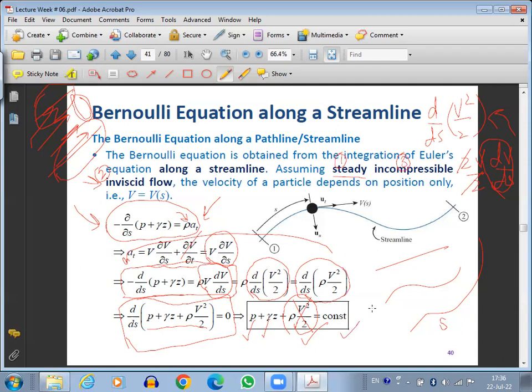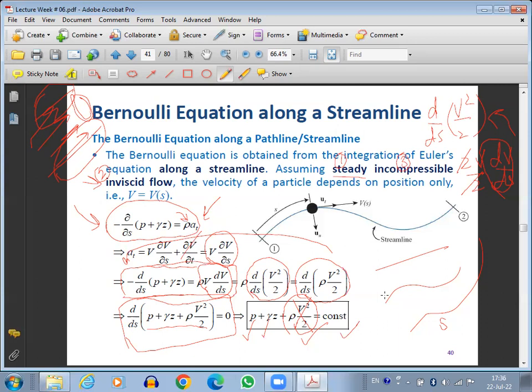And this thing is constant. Now suppose you have a flow where all these assumptions are valid. It is a steady flow, incompressible flow. You're talking about the longest streamline, and it is inviscid flow. Then between any two points in the fluid, you can apply the Bernoulli equation.